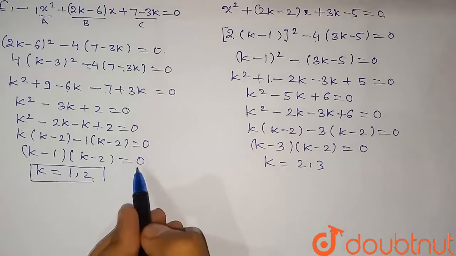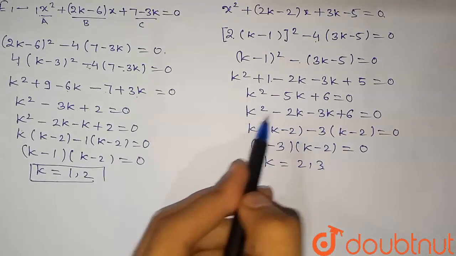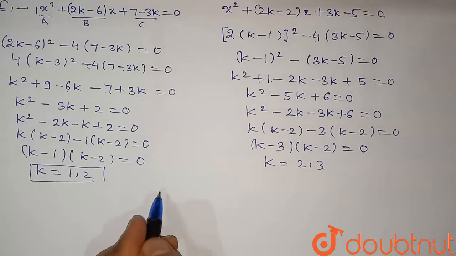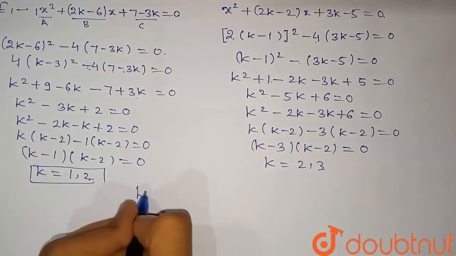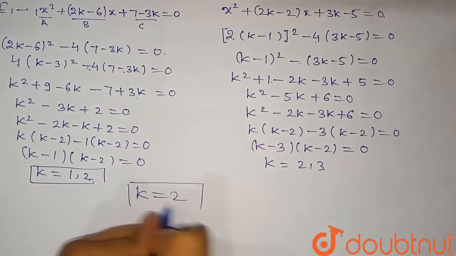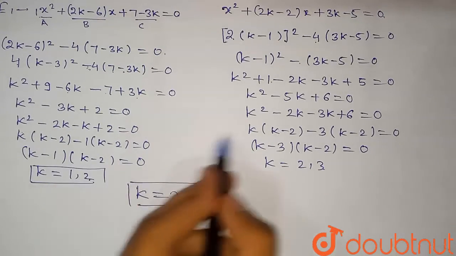We have to satisfy the condition for both the equations, so the common value of k will be the valid value. Here k is 2, and here also k is equal to 2. So k equal to 2 is the answer for this question, which satisfies both the equations.